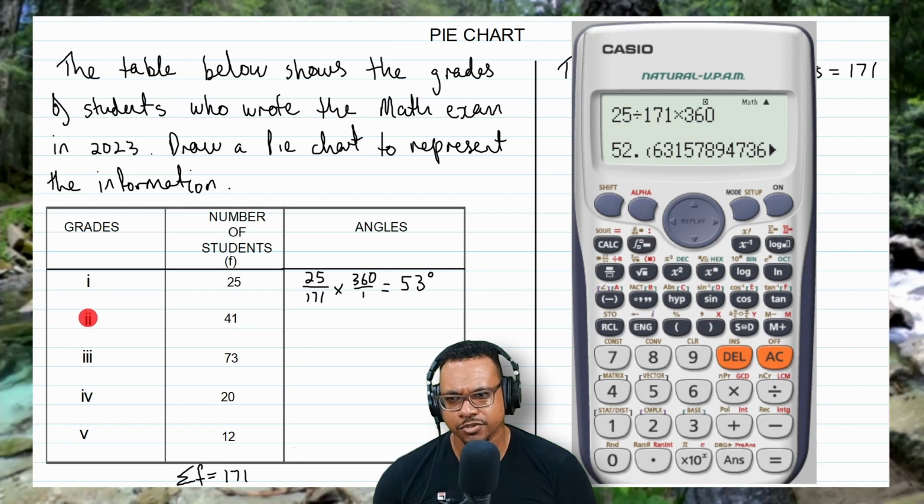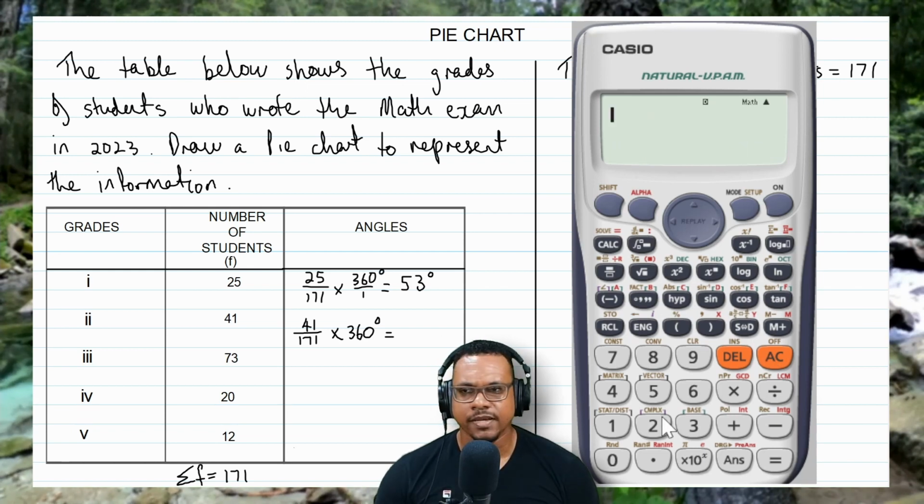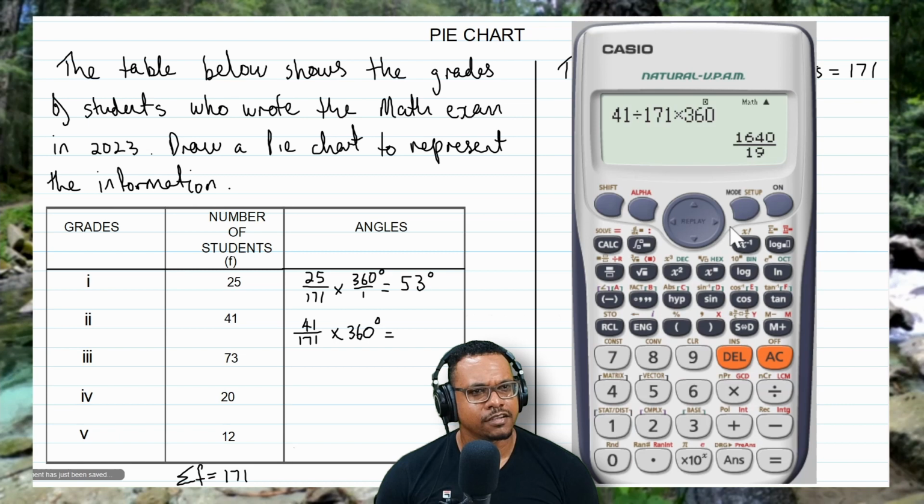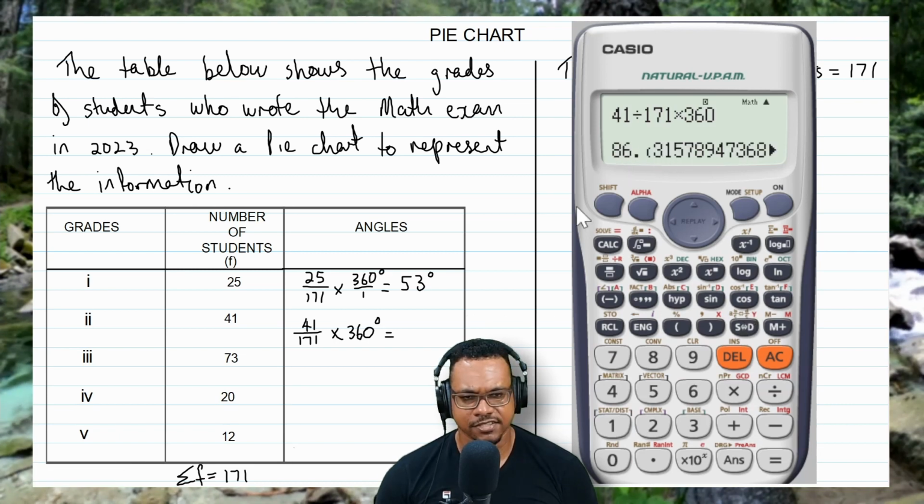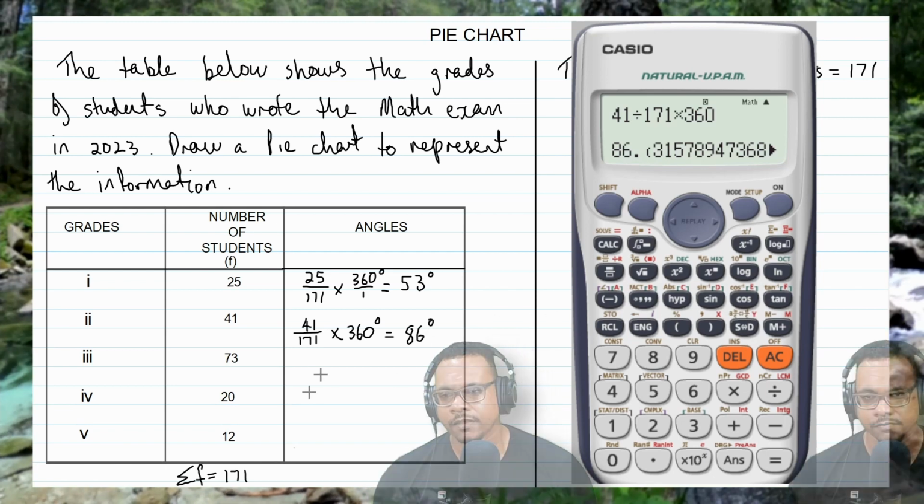So my next angle for grade 2 will be 41 over the 171, so I have 41 over 171 multiplied by 360. And of course, that's 360 degrees. Let's put the degree symbol up here as well. So I'll go to my calculator and I'll put in 41 divided by 171 multiplied by 360. And of course, I'm writing this to the nearest degree. So this will be 86.3, so that'll just be 86 degrees. So I'll write 86 degrees.